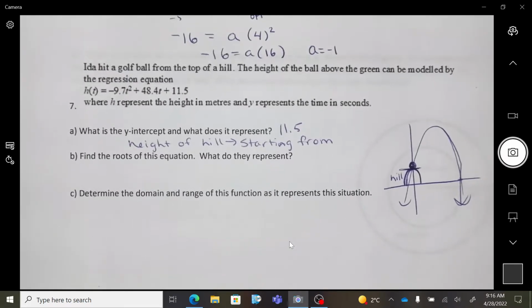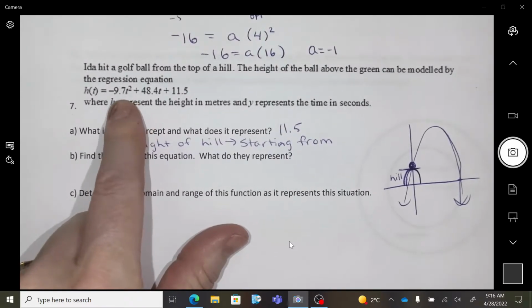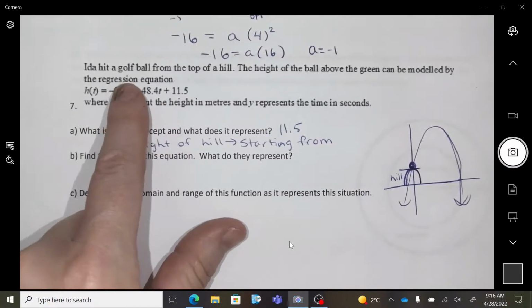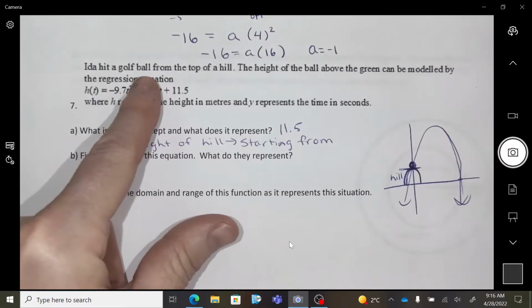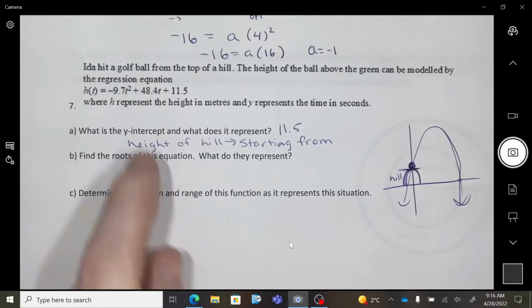By the way, I knew that the Y-intercept was 11.5 without graphing it. And here's the reason why. If the time was 0, that would be gone, that would be gone. So at a time of 0, I'm at 11.5.